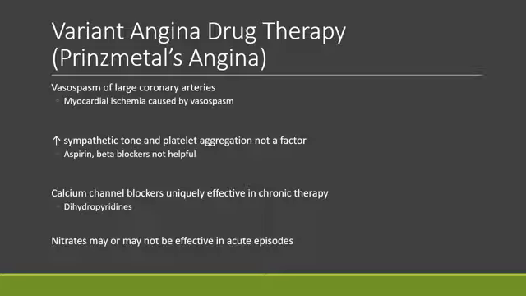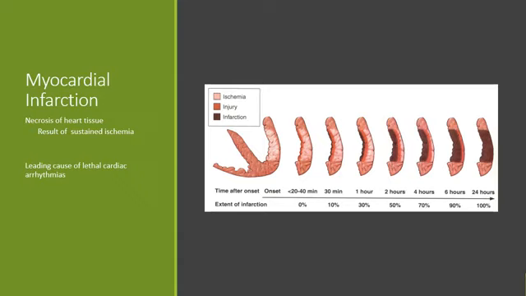The other issue there is it really has nothing to do with the increase in sympathetic tone or platelet aggregation. So our beta blockers and our aspirin are not going to be helpful. The main underlying problem here is that vasospasm that occurs, and so that's why we need to utilize our dihydropyridines. Now, that's not something that you're going to do in the dental office. You could certainly consider the nitroglycerin spray and then referral to the emergency room, and they would manage it from there. Next, let's talk about myocardial infarction.